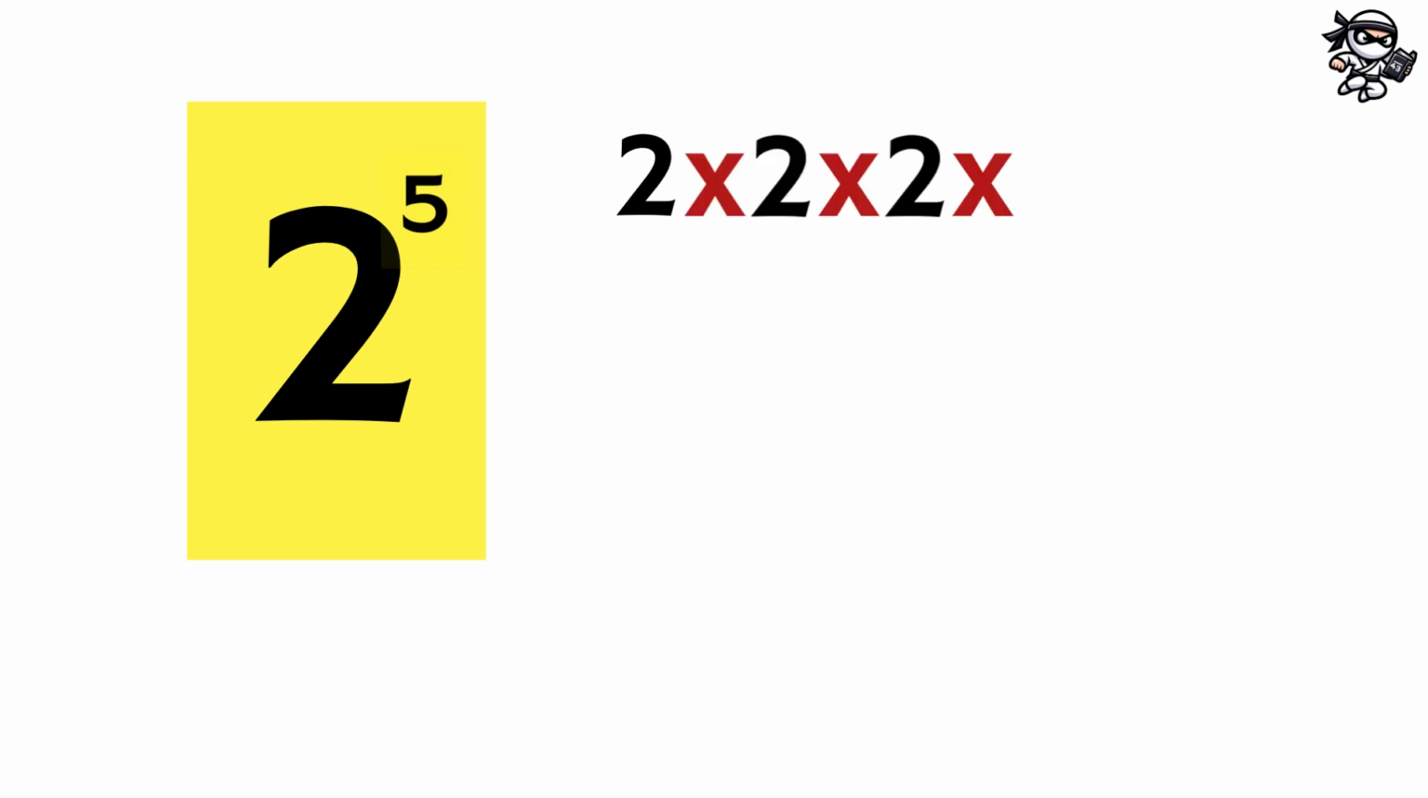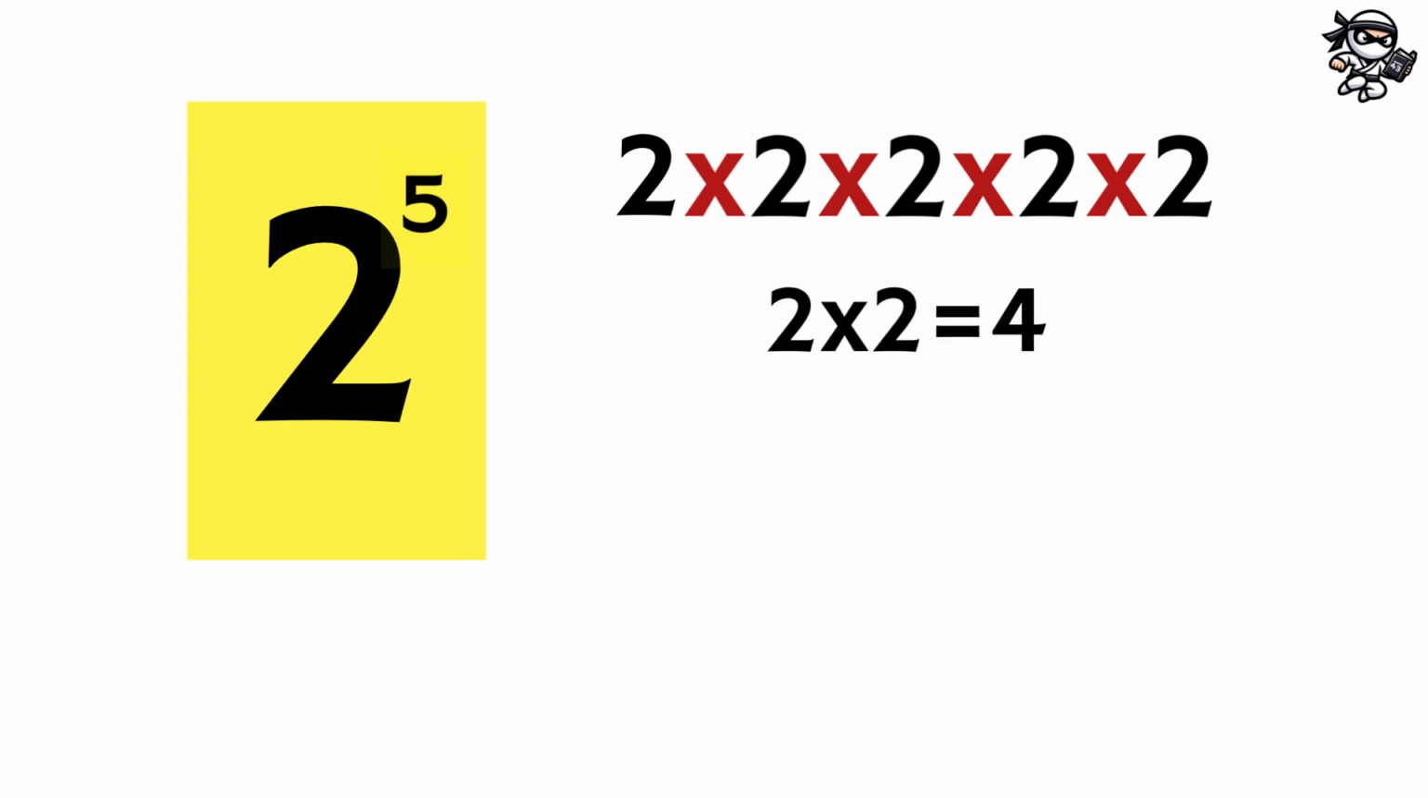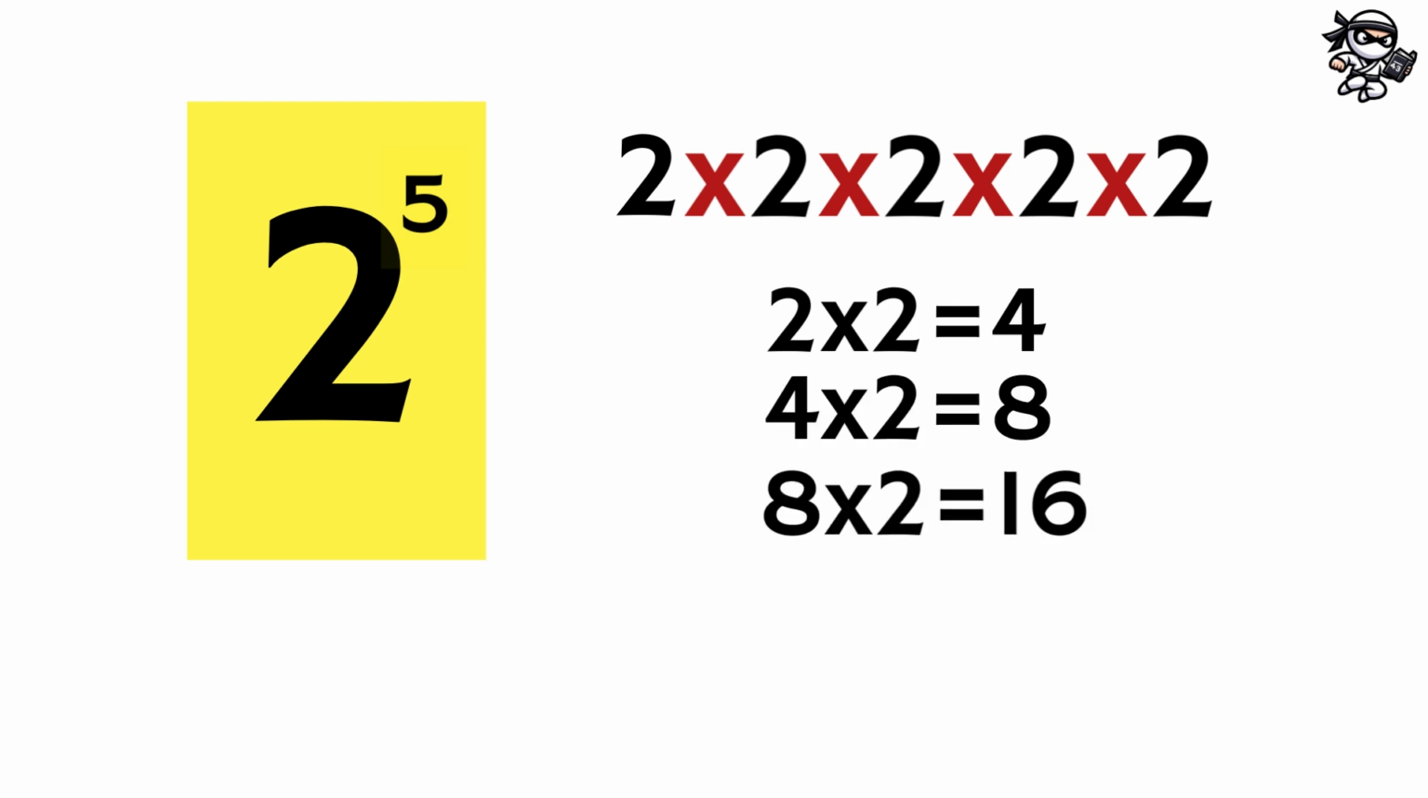Next question. What does this mean, and what is the answer? This means we have a base of 2, and we're multiplying it out 5 times. So we have 2 times 2 times 2 times 2 times 2. So that is 2 times 2 is 4, times 2 is 8, times 2 is 16, times another 2 is 32. So the answer is 32. So 2 to the power of 5 equals 32.